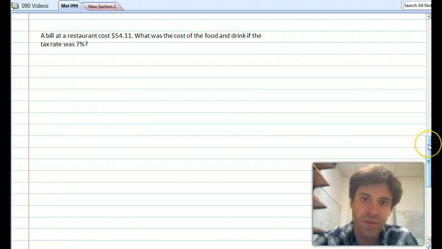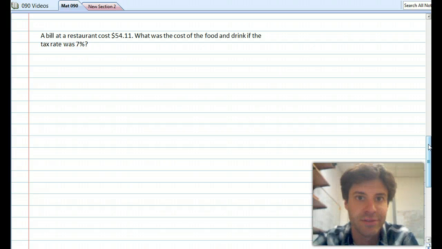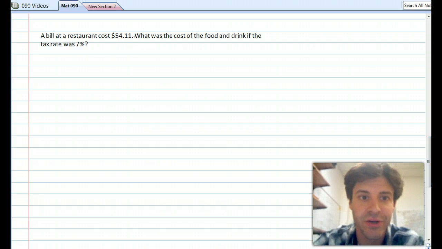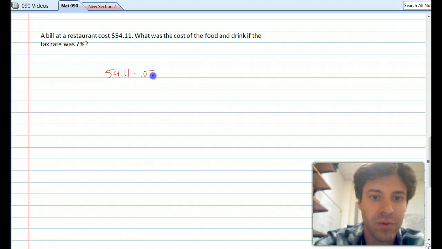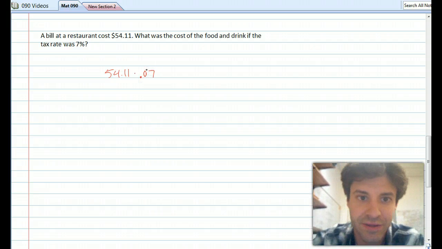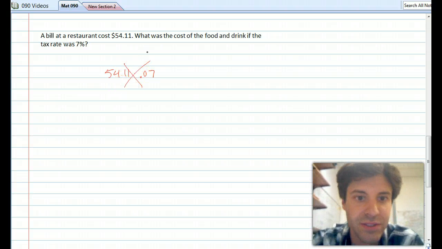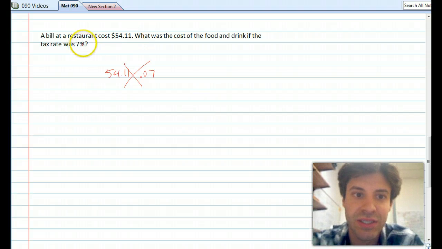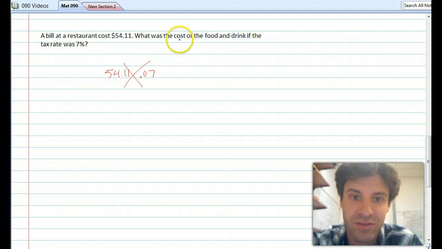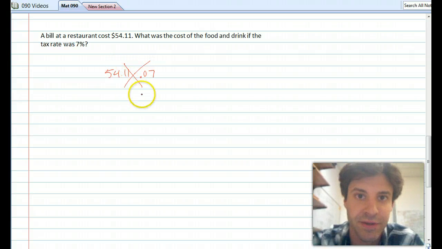Let's do another one. This one might seem simple, but it's actually much more complicated. Think about it for a little while and see if you can come up with an answer. So probably the most common error here is to take 54.11 and multiply that by 0.07 to figure out what 7% of $54.11 is. The reason that this doesn't actually work is because the 7% tax rate was not assessed on the 54.11. The 7% tax rate is actually just 7% of what the total cost of the food and drink is. So this is a more complicated problem than just this right here.